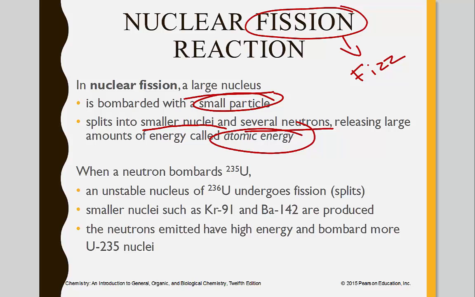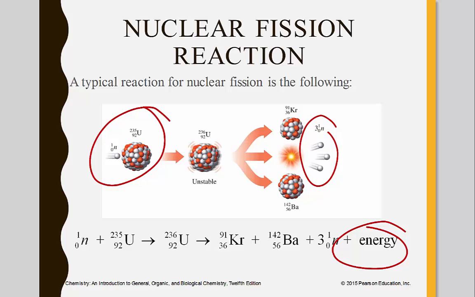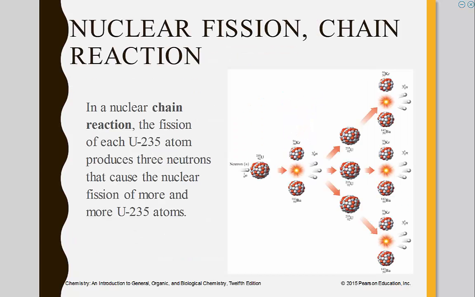Fizz is breaking apart. So uranium-235 was bombarded by neutrons, and it splits into krypton-91 and barium-142. And at the same time, other neutrons are formed. Then those neutrons come back and hit more uranium atoms. And that just keeps going on and on. So the amount of energy that's produced keeps increasing. And this is what's referred to as a chain reaction.